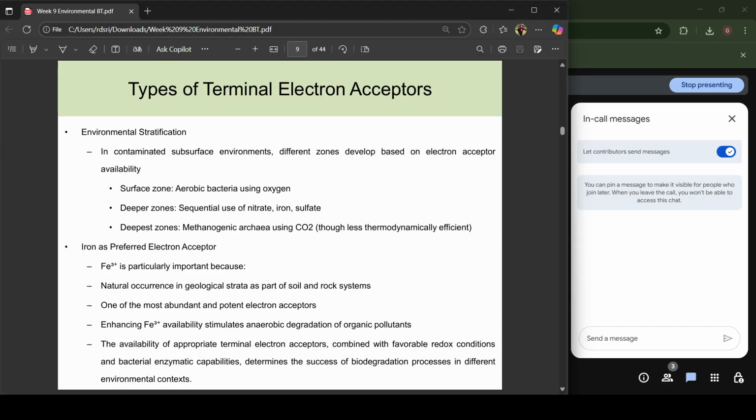Iron is one of the preferred electron acceptors, especially Fe3+, because of its natural occurrence in geological strata as a part of the soil and rock system. It is very abundant, and it has a higher potential to act as an electron acceptor. If we enhance the availability of Fe3+ ions, anaerobic degradation of organic pollutants can also be enhanced.